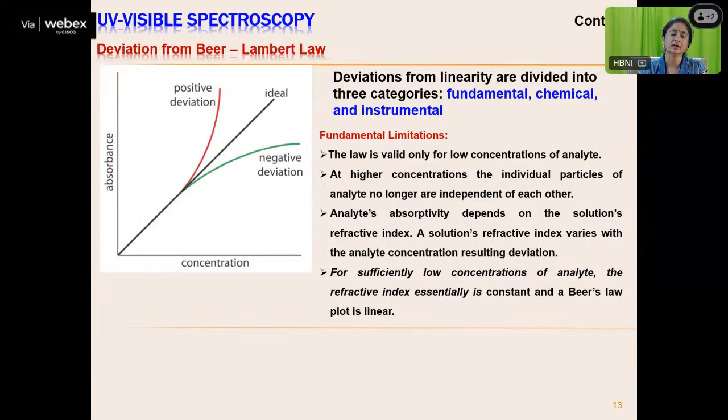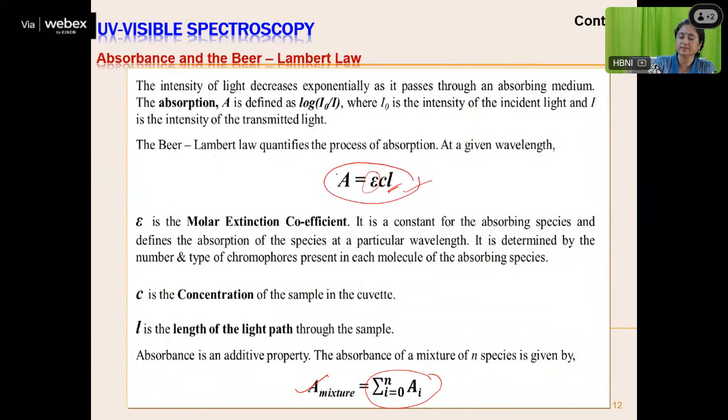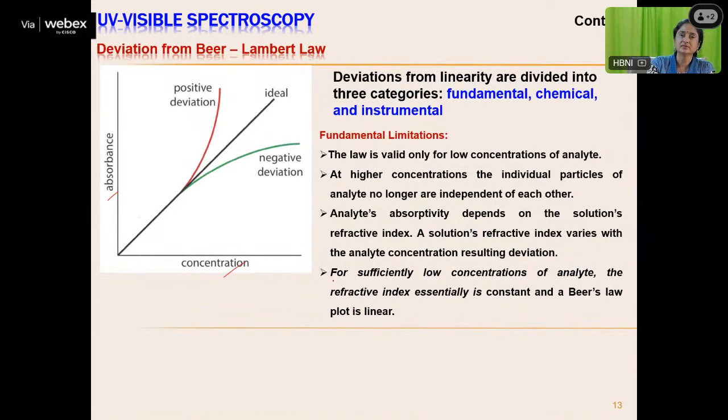Sometimes there is a deviation from Beer-Lambert. You all must have observed, whenever you are plotting a calibration curve, which is nothing but absorbance versus concentration, that when you go on increasing the concentration, there is a linear relationship between absorbance and concentration. However, it does not go on increasing linearly forever. There is a deviation. Sometimes it is a negative deviation, sometimes it is a positive deviation.